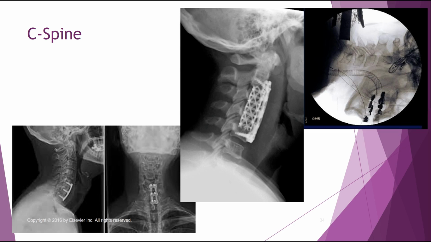Okay, and the middle one, it looks like that has a big cage, and that fusion looks like 3, 4, 5, 6. Looks like 3 through 6 on that one. That's a big one. And then the one at the bottom left, it looks like 2, 3, 4, 5, 6, 7. So there are some C-spine fusions, AP and lateral pictures.